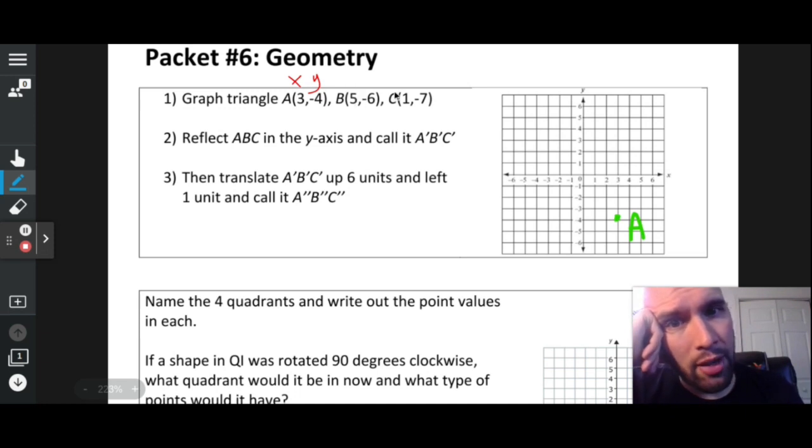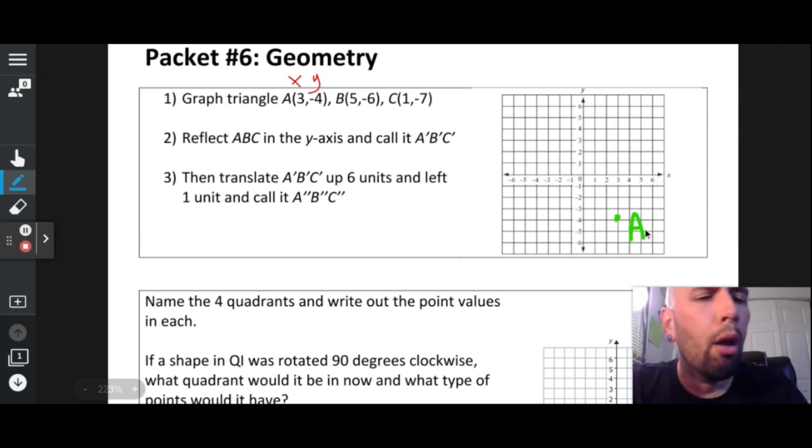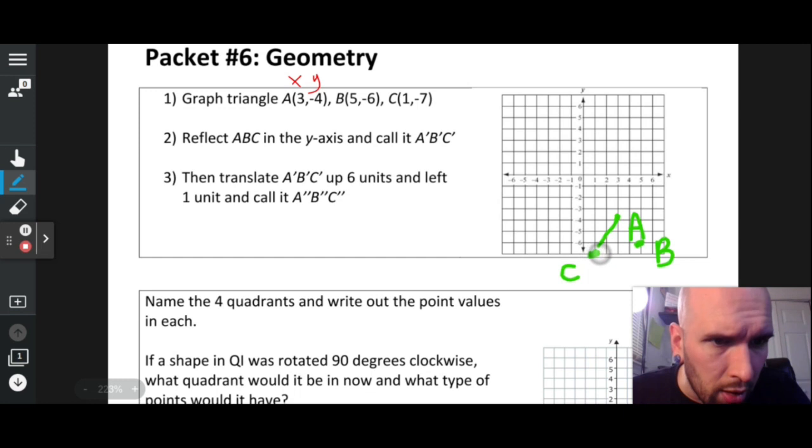B is (5, -6). So B is 5, -6. 1, 2, 3, 4, 5, 6. And C is (1, -7). Right 1. Down 1, 2, 3, 4, 5, 6, 7. That is my C, and here is my triangle.